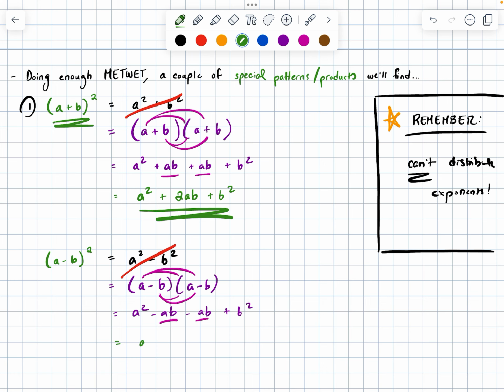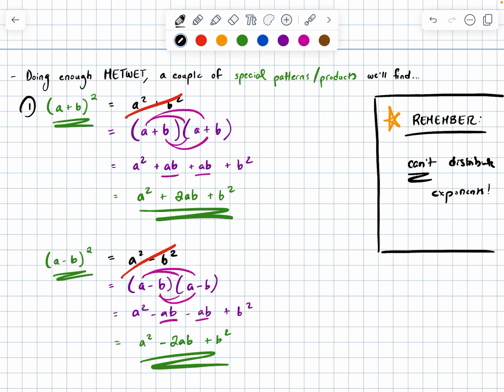Last move, combining my like terms, let me also put this guy in green. I've got a squared by itself, negative ab with another negative ab, so I've got negative 2ab, and then my plus b squared at the end. So this guy is the same as a minus b quantity squared. It's a special pattern that now that we've shown it, we can use it in any case where this is happening. There's a special name that we give this special pattern.